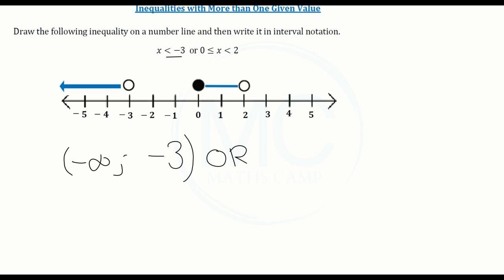X is greater than or equal to 0. So 0 is our lower bound. X is smaller than 2. So 2 is our upper bound.